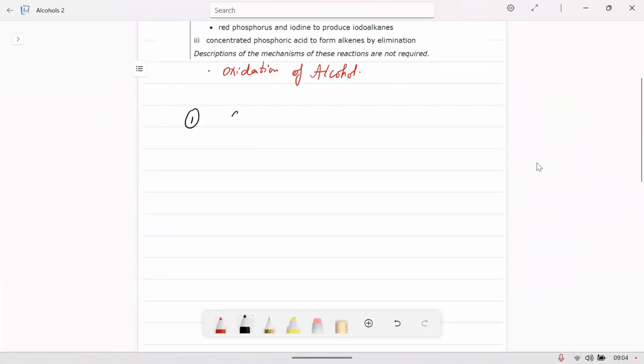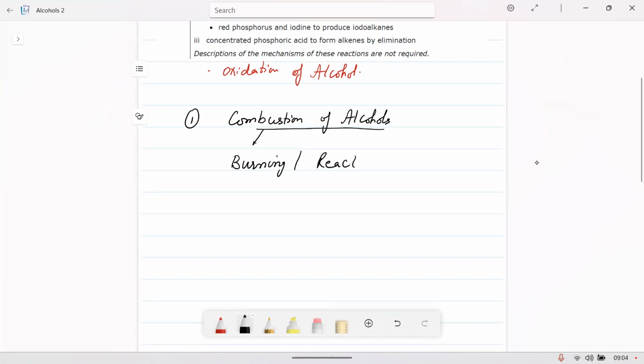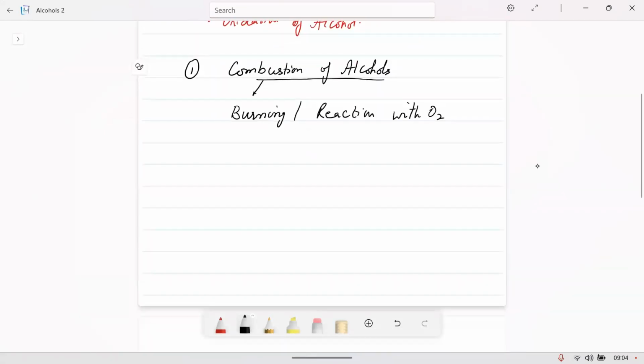The first reaction, combustion of alcohols. Now we know combustion means either you call it burning or you can also call it reaction with oxygen. Both are correct. So combustion means either you say burning in air or burning of a substance, or you say reaction with the oxygen.